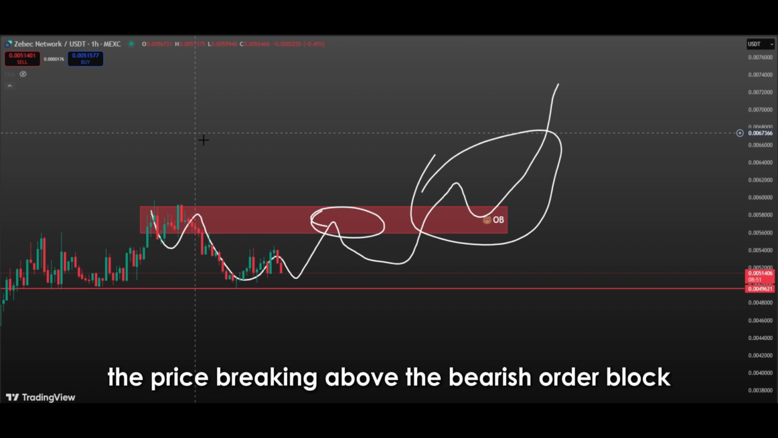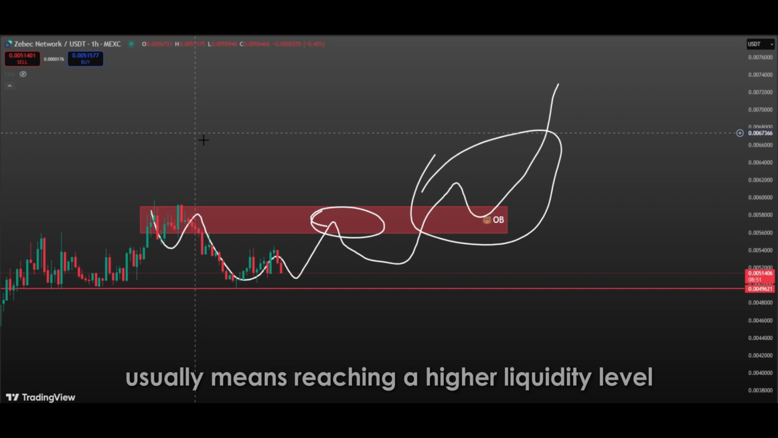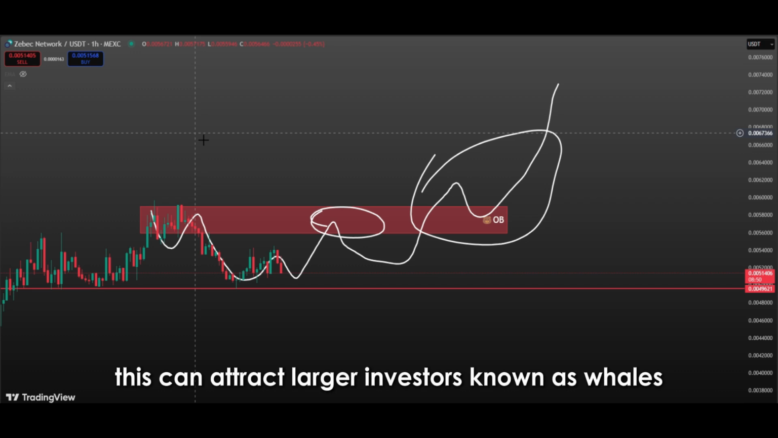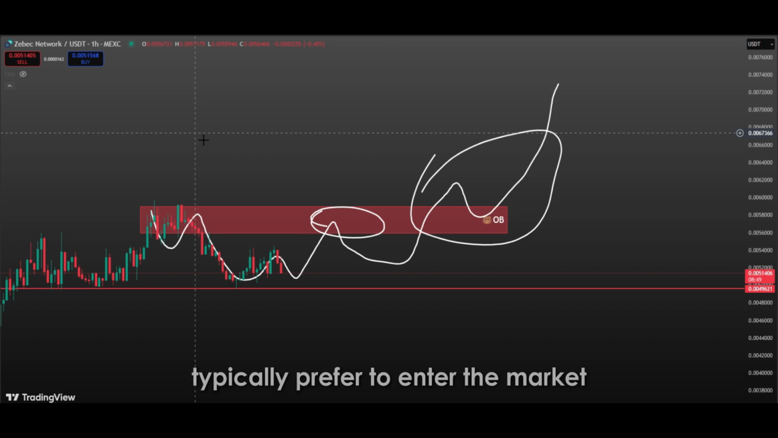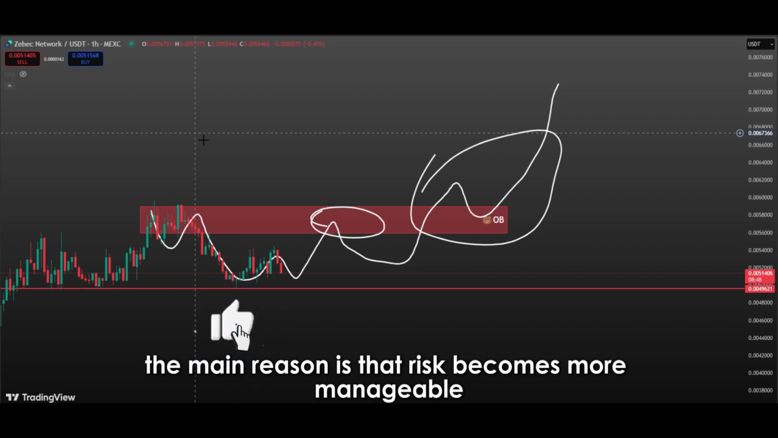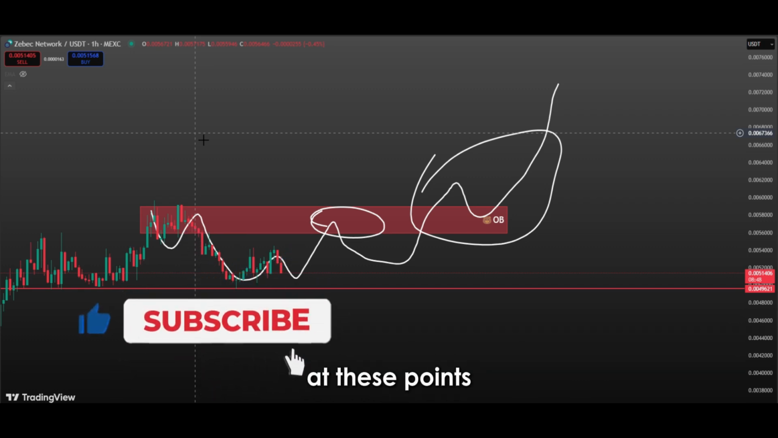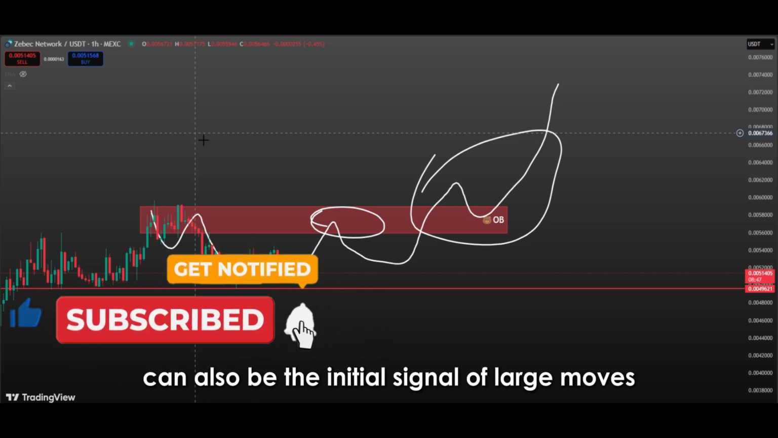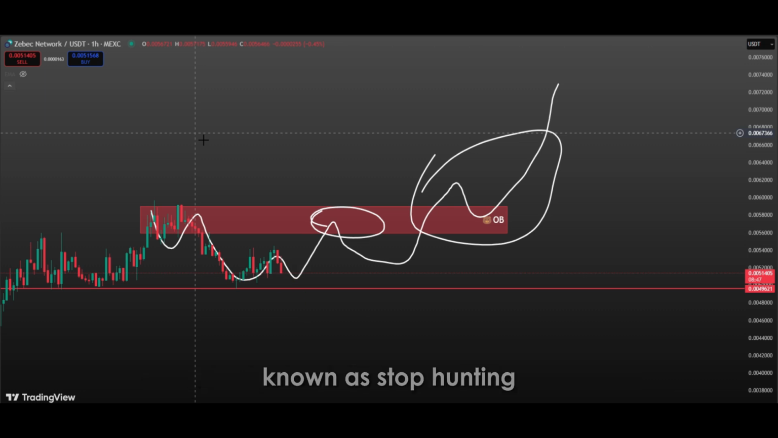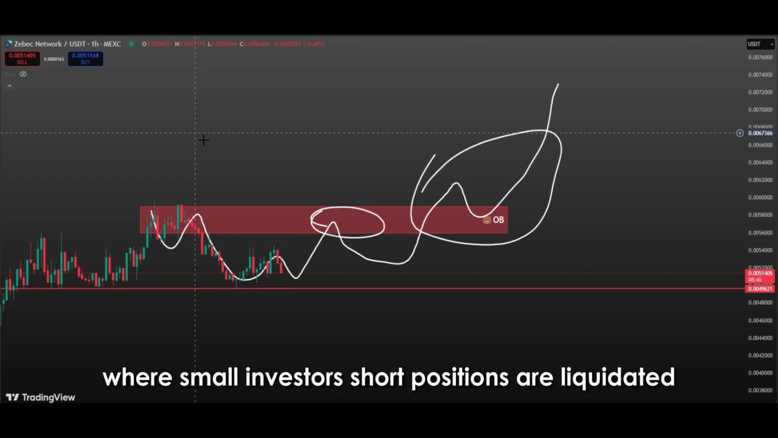Additionally, the price breaking above the bearish order block usually means reaching a higher liquidity level. This can attract larger investors known as whales, because large investors typically prefer to enter the market after such structural breakouts. The main reason is that risk becomes more manageable at these points. Price movement above the bearish order block can also be the initial signal of large moves known as stop hunting, where small investors' short positions are liquidated.